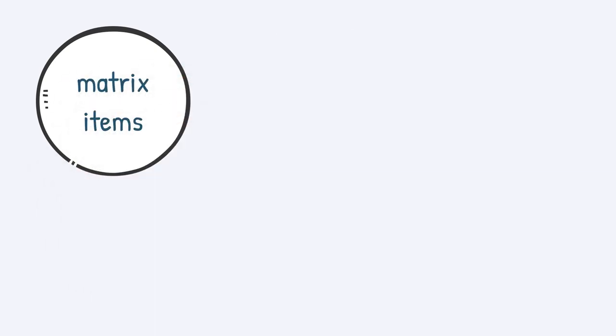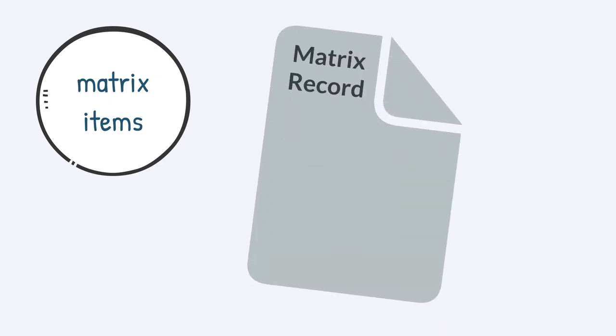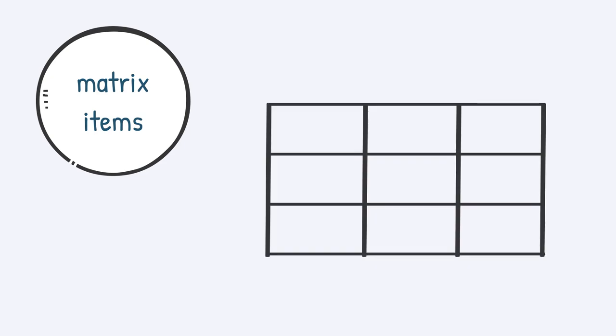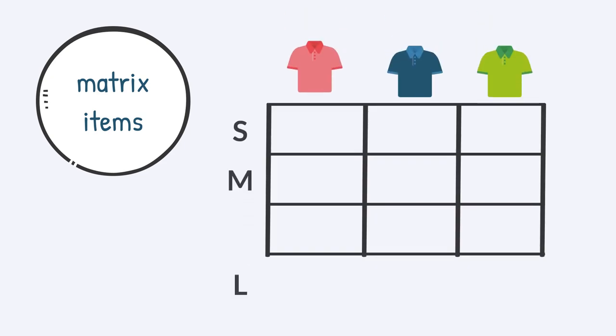Matrix items are the final item type that we'll look at. On a matrix item record, you would select a parent item along with sub-items. Matrix items enable you to track inventory when there are different options available, like size and color, for the same inventory item. For example, if you sell clothes, you may have a shirt that can be any one of three colors and any one of three sizes.